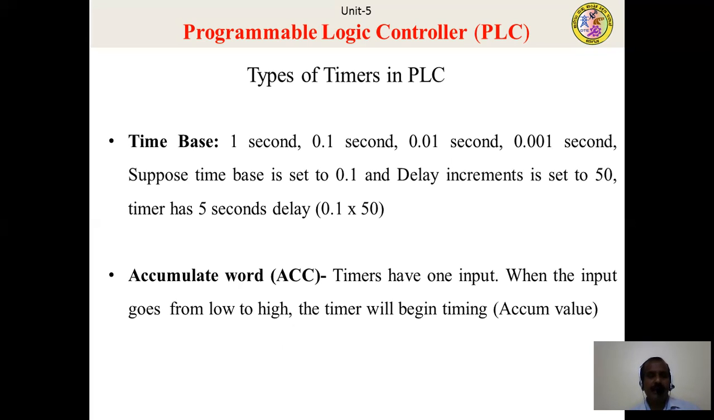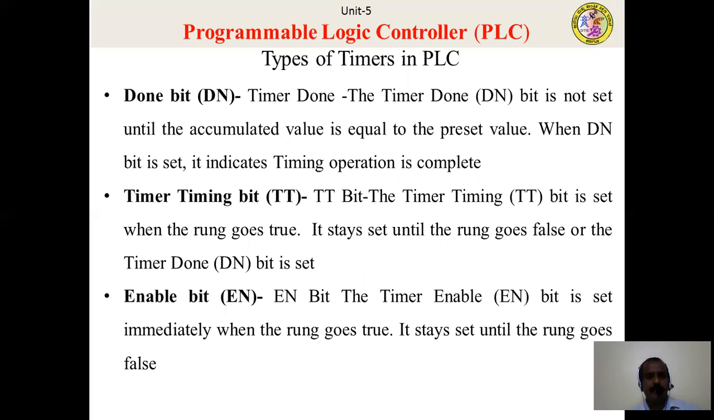What is accumulate word, ACC? Timer has one input. When the input goes from low to high, the timer will begin timing, that is the accumulated value. What is done bit then? Done bit, which is abbreviated as DN. The timer done bit is not set until the accumulated value is equal to the preset value. When the done bit is set, it indicates timing operation is complete.